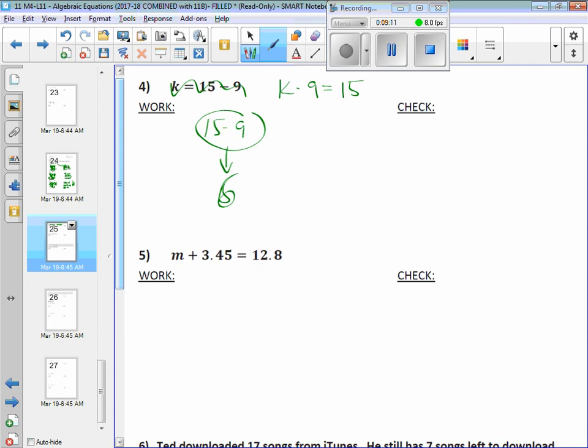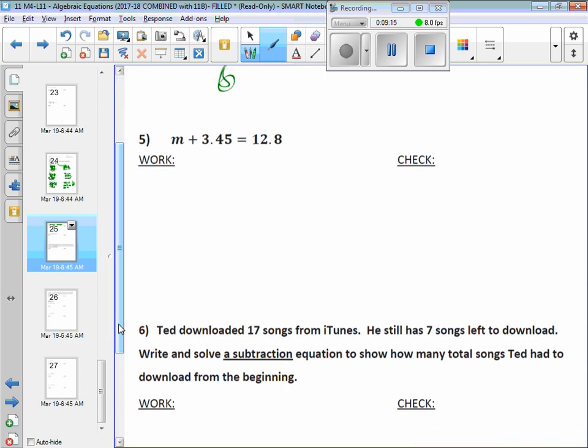All right, so we have a little added curveball with number 5 in that we have a decimal, but we've done it. This was mod 3. So we set it up. The variable's still on the left side, and we're adding how much? So we're going to do the opposite and take away 3.45. But now look what happens. Watch what I'm going to do. Just work smarter, not harder.